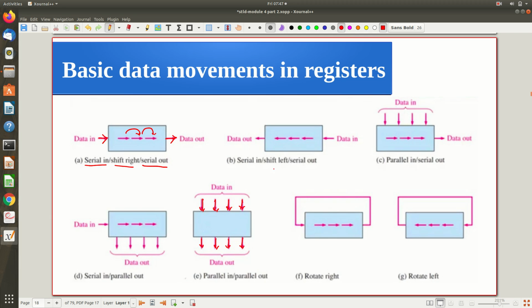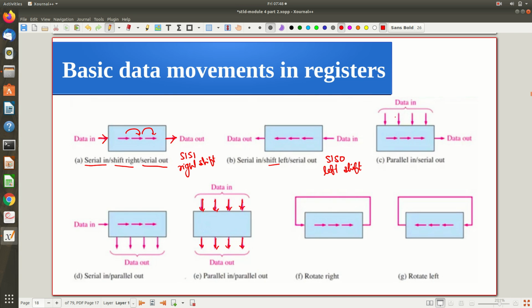And here the information is shifted left, same thing, serial in and serial out, right? Serial in, serial out. So this is serial in, serial out with the left shift. And this is also serial in, serial out, right shift. Okay, right shift register. This is serial in, serial out, left shift register.